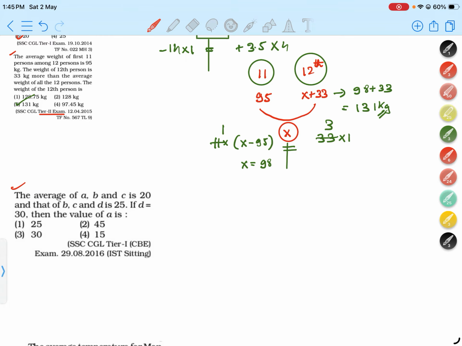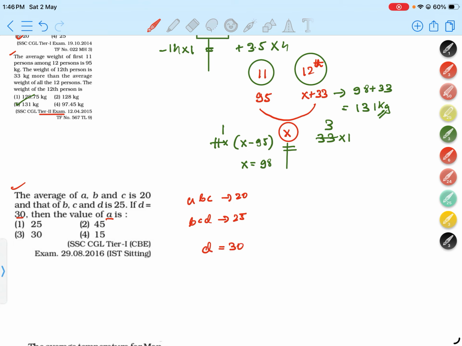So let us move on to the next question, which says that the average of A, B and C is 20 and that of B, C and D is 25. If the value of D is given as 30, then what is the value of A? So to solve it, we are given that the average of A, B, C is 20 and the average of B, C, D is 25. And the value of D is given as 30.